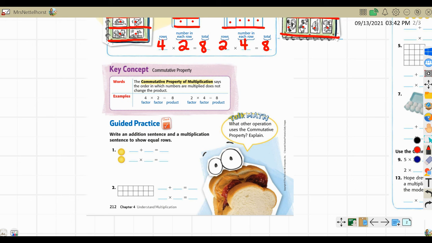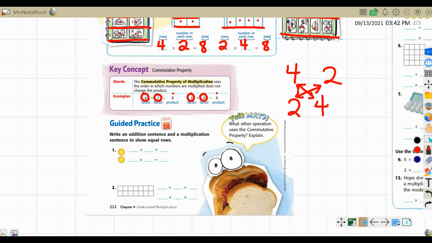So if you look at this one, 4 is the first factor and 2 is the second factor. Here, 2 is the first factor and 4 is the second factor, but I still have the product of 8. That's why it's called the old switcheroo. I had 4 and 2, and then I had 2 and 4, and I just switched their positions. Mathematicians call it the commutative property of multiplication. Third graders call it the old switcheroo.